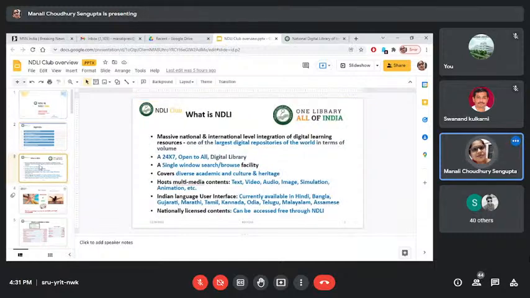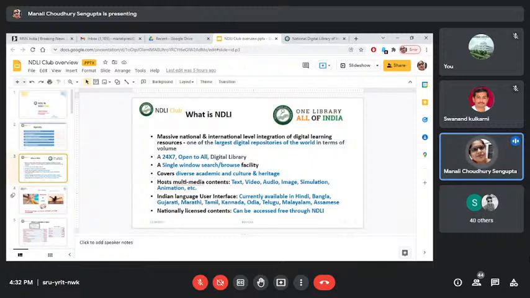So what is the National Digital Library? Swadanand sir, at the beginning of this session, gave a wonderful briefing on the National Digital Library. It was very short, but it was very informative. So I would like to describe the same thing once again. It's a massive national and international level integration of digital learning resources. It's a learning resources repository, Asia's largest so far, right? It is available 24/7. You can access this library from any part of the world.